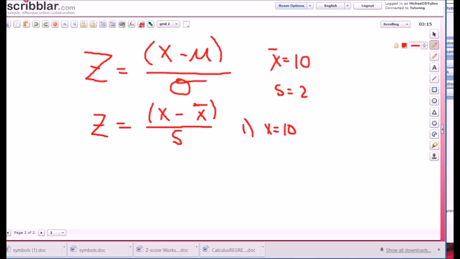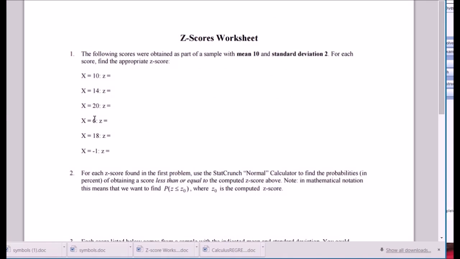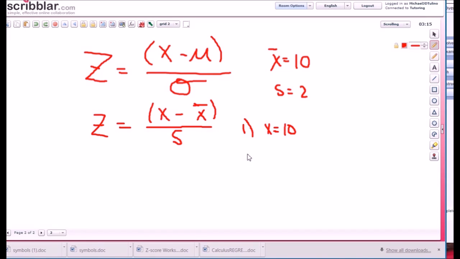All right, let's get a couple more here. We'll do 14, 18, and 6. So we'll do 4 of those, just to see what to do. And then we'll try to figure out what exactly this means and bring it to a standard normal curve.